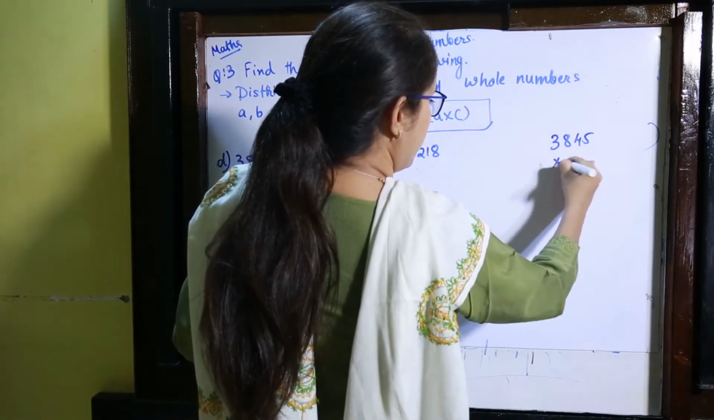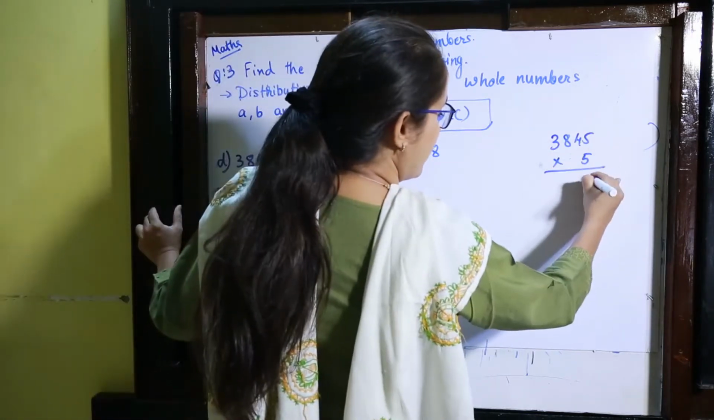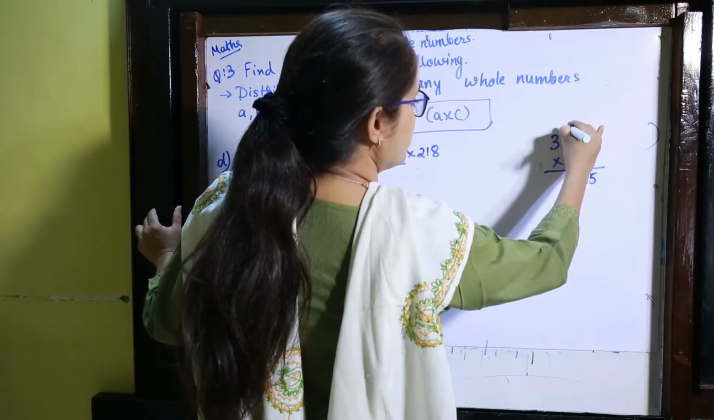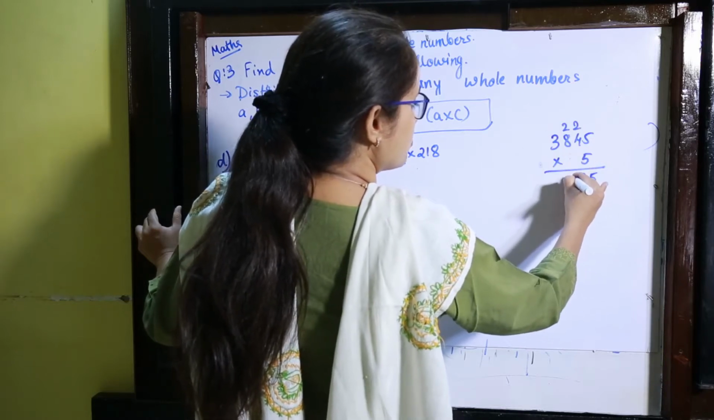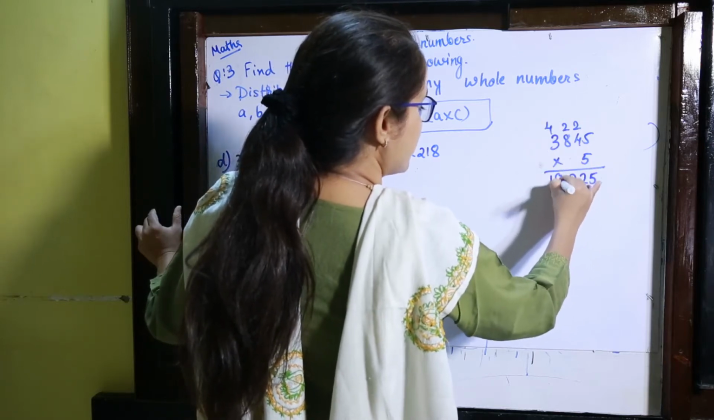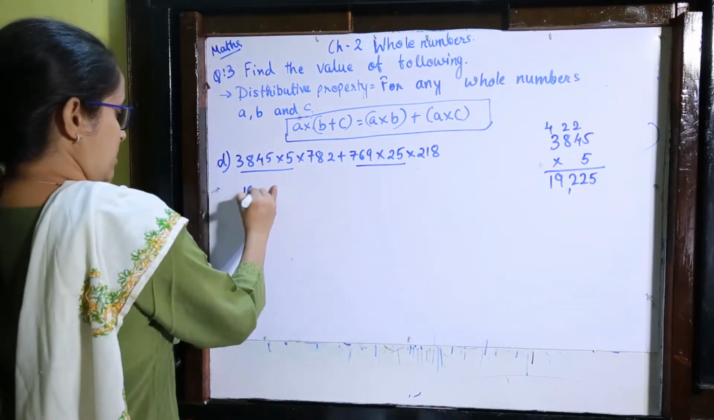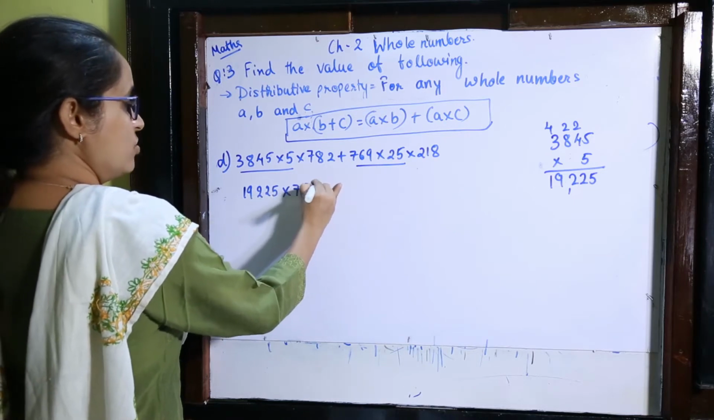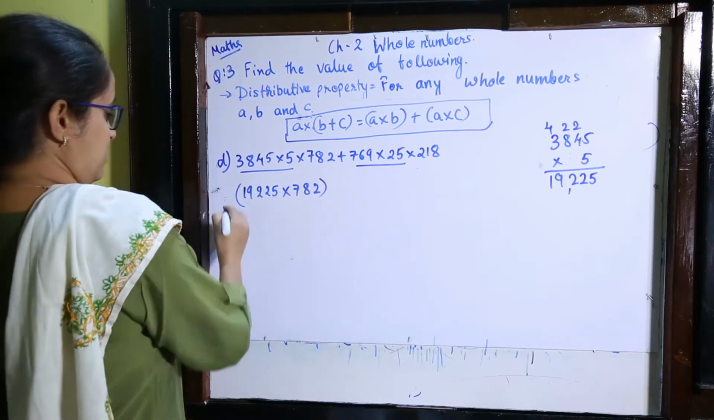3845 multiply by 5, it is 5 5s are 25, 5 4s are 20, 20 plus 2, 22, 2 carry over, 8 5s are 40, 40 plus 2, 42, 4 carry over, 5 3s are 15, 15 plus 4, 19,225 multiply by 782 is there, children? Don't forget to write 782. So this is your first term.